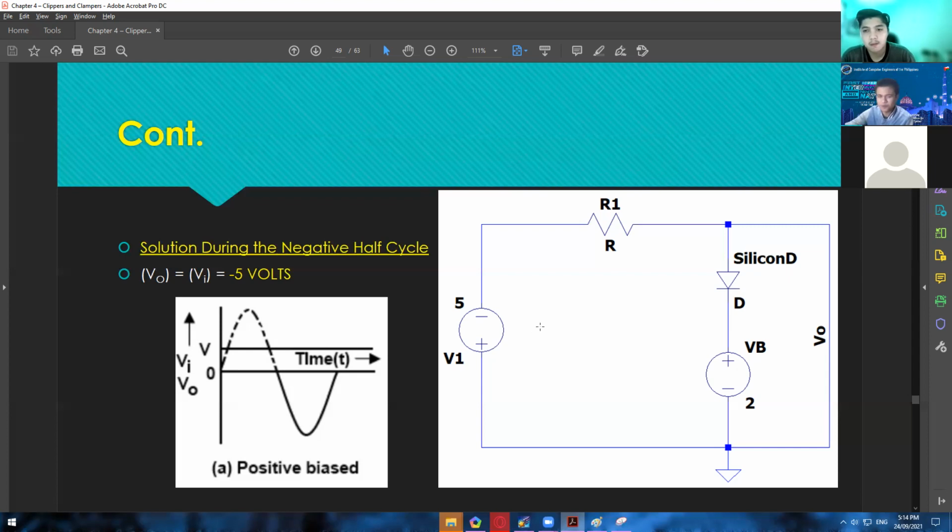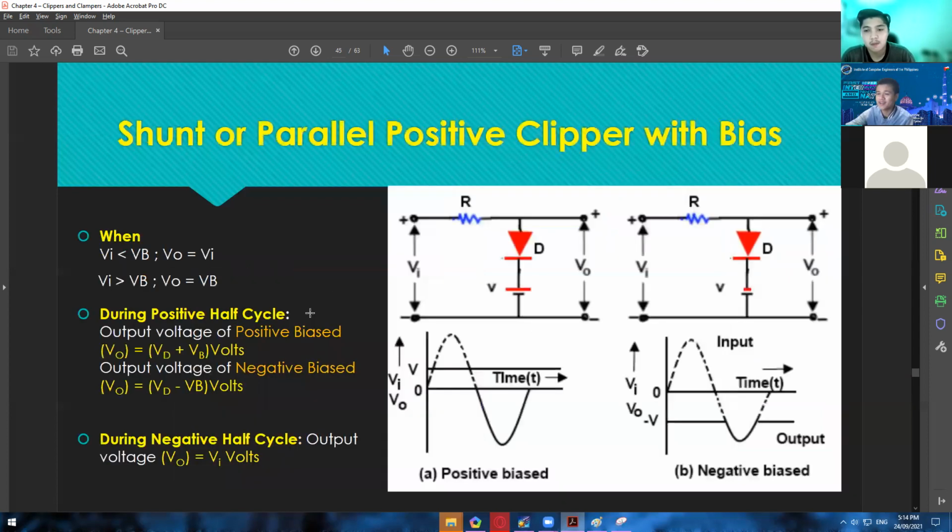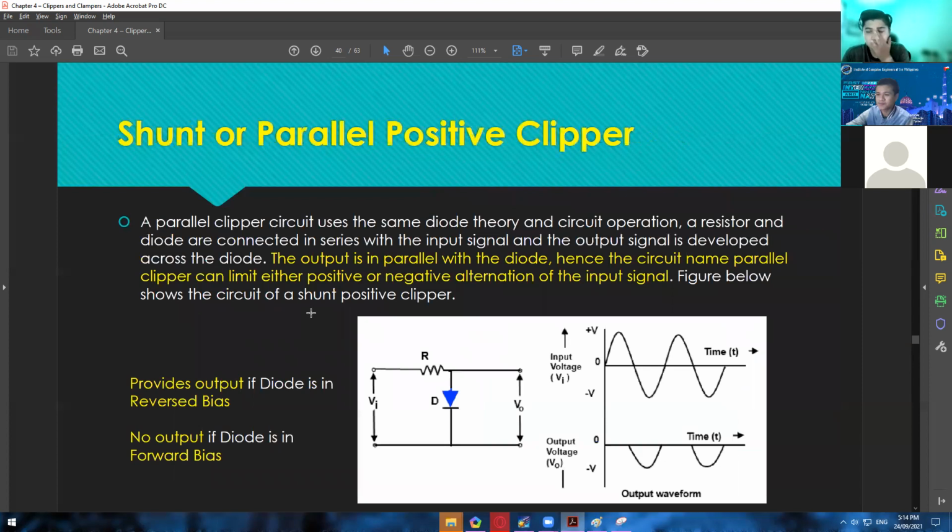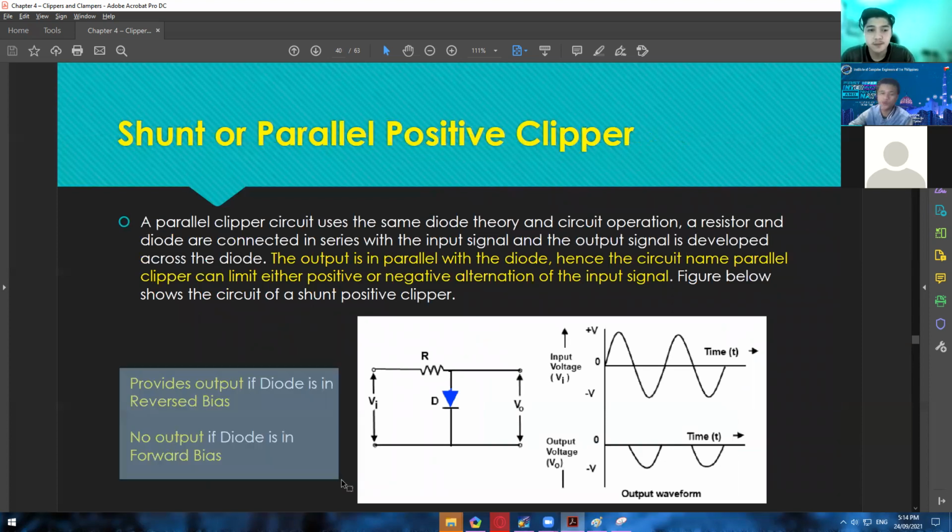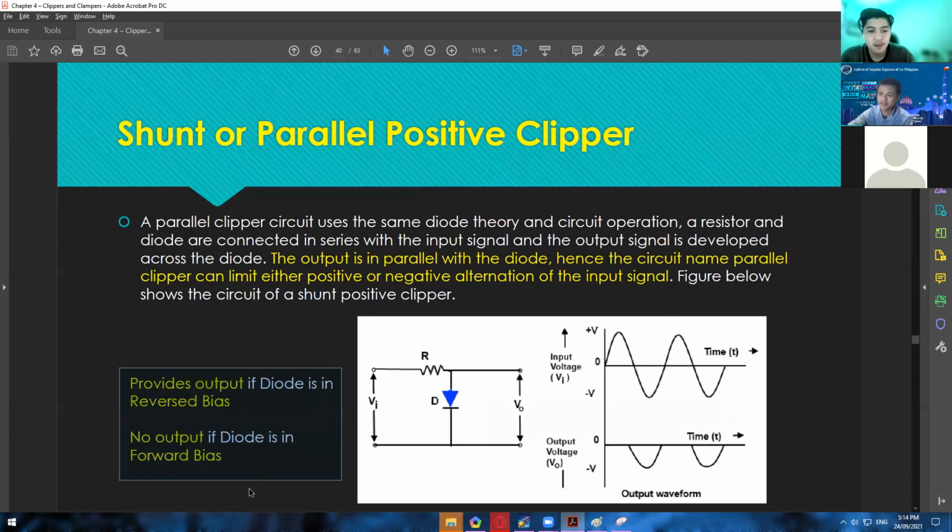So again, if you're confused, just go back right here. Ito yung pinaka-clue nyo. Okay, provides output if it's in a reverse bias and then no output if it's forward bias. So your only reading if it's a forward bias will be the bias voltage and then the voltage threshold.